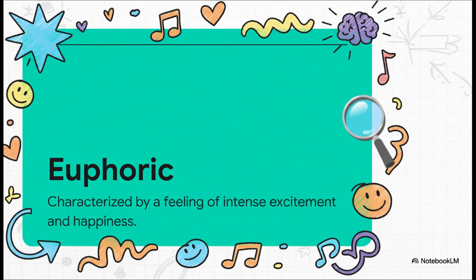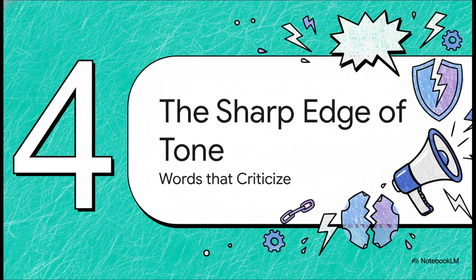And if ebullient is that outward explosion of joy, euphoric is the absolute peak of the internal feeling. It's this incredible, almost transcendent state of bliss. It's the moment after all the cheering dies down and you're just left floating on a cloud of pure, overwhelming happiness.